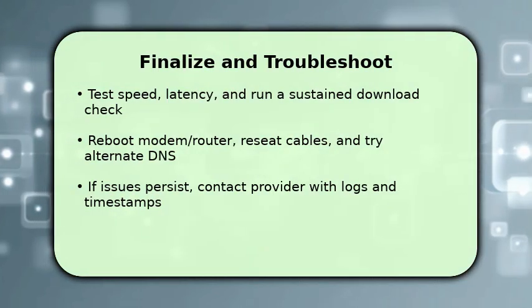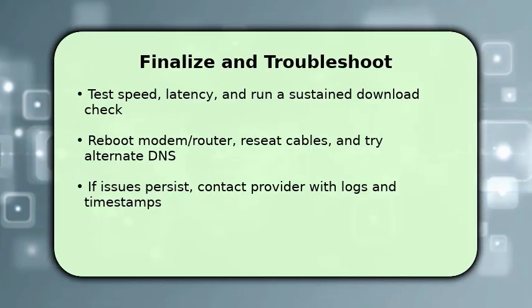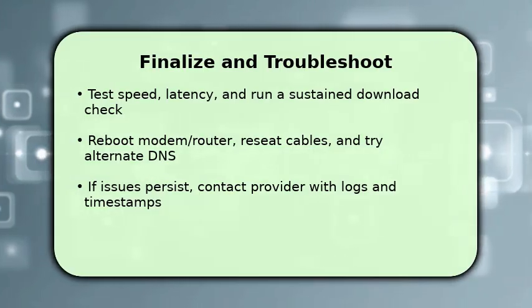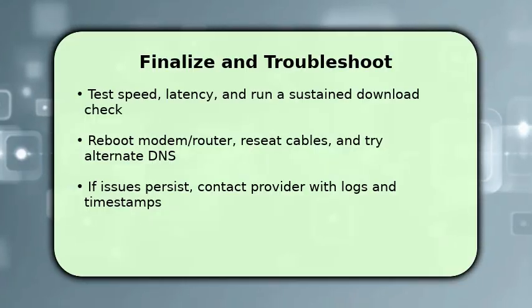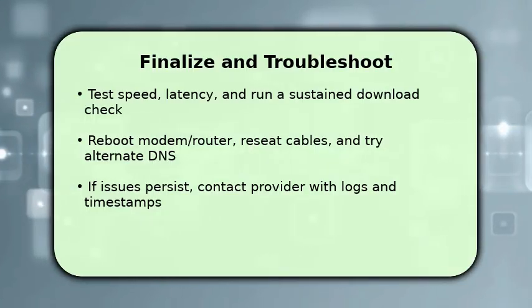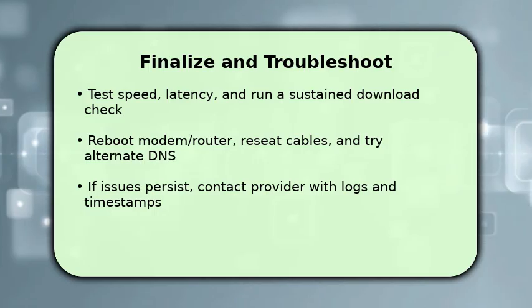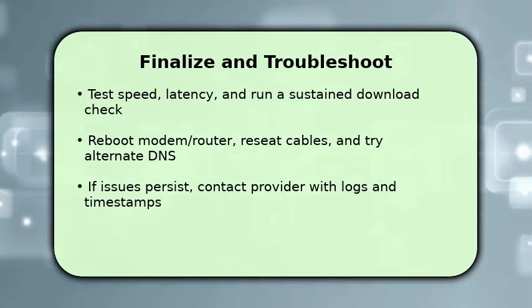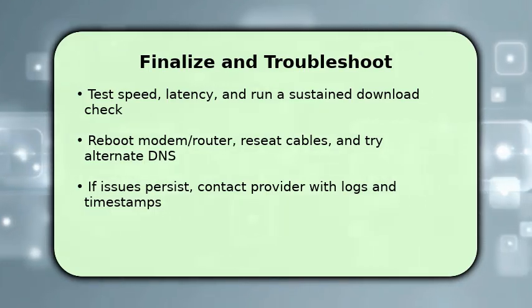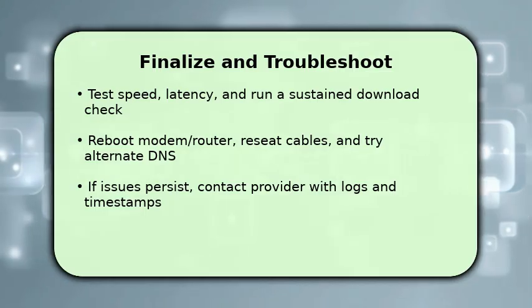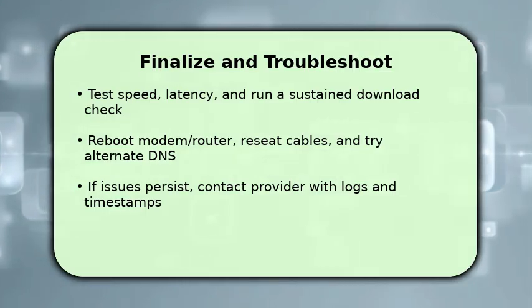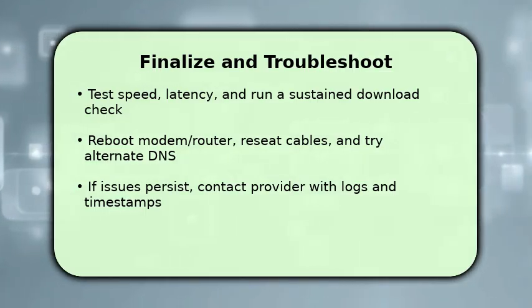Finish by testing the connection. Run speed and latency checks and a sustained download test to verify unlimited behavior. If speeds are inconsistent, reboot modem and router, reset Ethernet cables, and switch DNS to a reliable resolver to isolate DNS issues. Once done, monitor for an hour and capture logs or timestamps if performance dips.